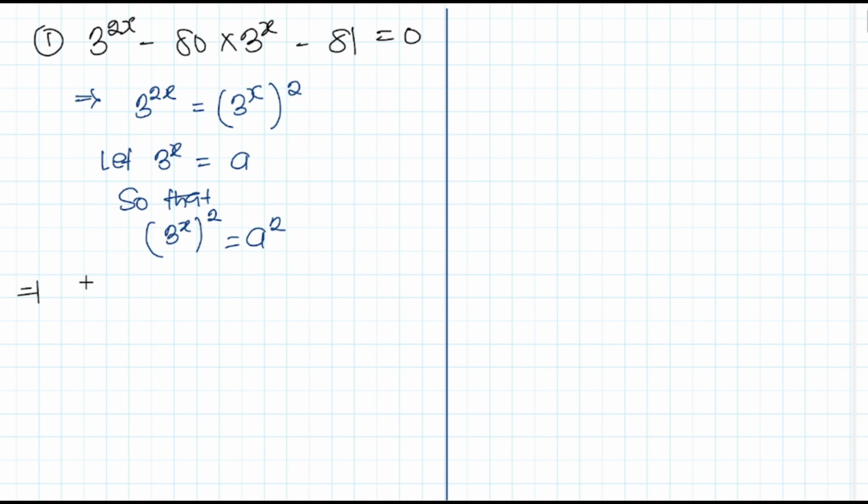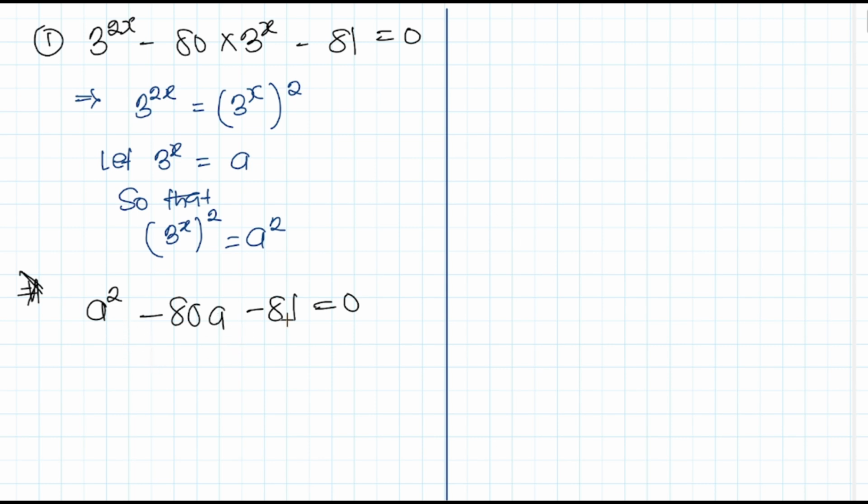Then in this equation we're going to have a squared minus 80a minus 81 equals 0. So we let 3 raised to power 2x equal a squared, and 3 raised to power x equal a, so we have 80a. This is a quadratic equation, and we can solve by factorization.